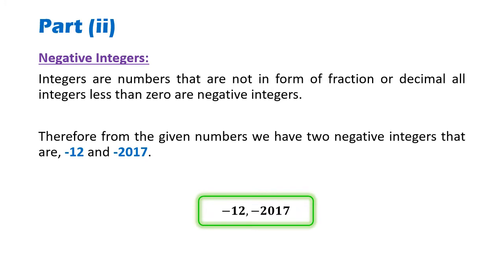Part 2. Negative integers. Integers are numbers that are not in the form of a fraction or decimal. All integers less than 0 are negative integers. Therefore, from the given numbers we have two negative integers, that are -12 and -2017.